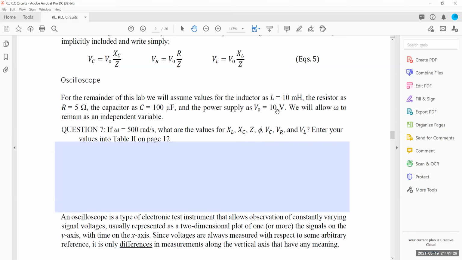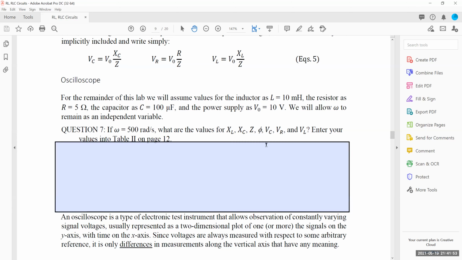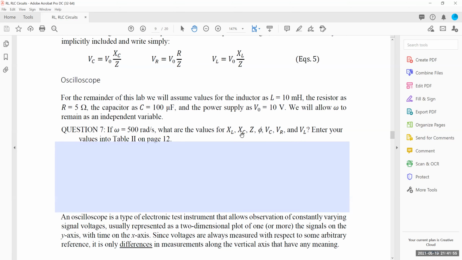VC is going to be this 10 multiplied by XC. VR is going to be R times, did I say VC is? Oh, we need I. We need I to find VC. I is going to be simply this V naught divided by Z. Once we find I, then we're going to multiply this I by XC to find VC. We multiply I by R to find VR, and we multiply by XL to find VL.